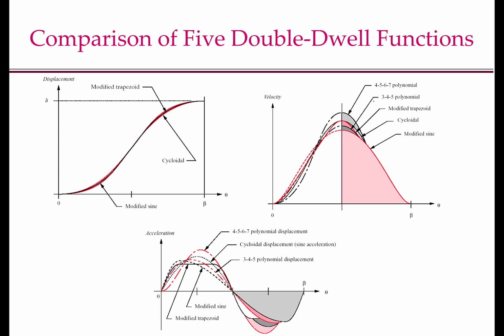If you look at this picture here, where there is a comparison of 5 double-dwell functions, you will see in the velocity curve, 4, 5, 6, 7 polynomial leads to higher velocities. Higher velocities would imply higher kinetic energy requirement. Similarly, the acceleration of the 4, 5, 6, 7 curve is higher, which would mean that you need higher force. Although these curves here have modified trapezoid, cycloidal, and modified sine also, for the purposes of this class, I want you to focus on just the 3, 4, 5 and 4, 5, 6, 7 polynomial, so that we understand that there is a trade-off in making the jerk smooth and the energy and the force required to do it.